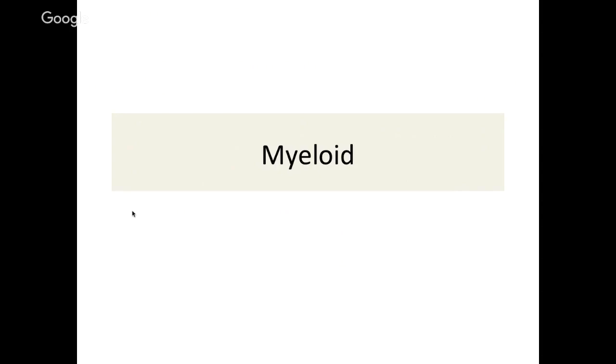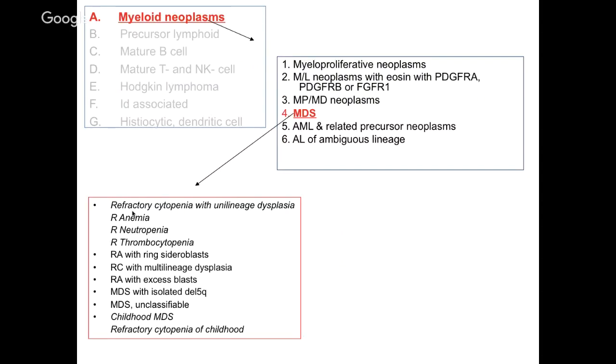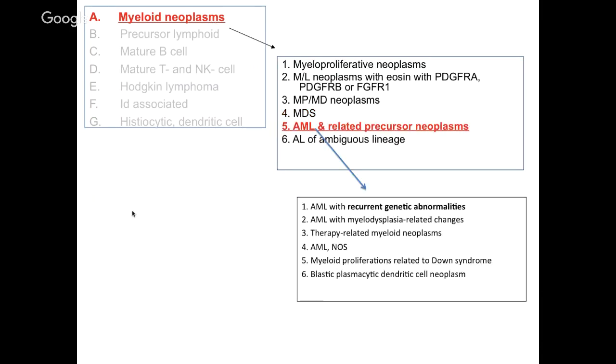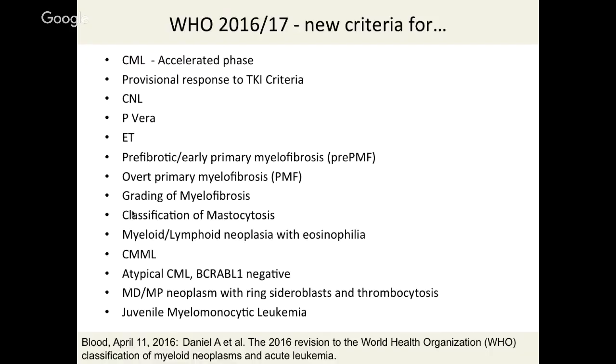Now go to myeloid neoplasms, broadly six subtypes. MDS is divided into many subtypes. And if you look at the AMLs, in 2008 they were divided into six subtypes, the commonest being AML with recurrent genetic abnormalities. Now the 2016 classification has just come as a manuscript in Blood. They have new criteria for many diseases, starting from CML to CMML, with slightly changed definitions of these diseases.